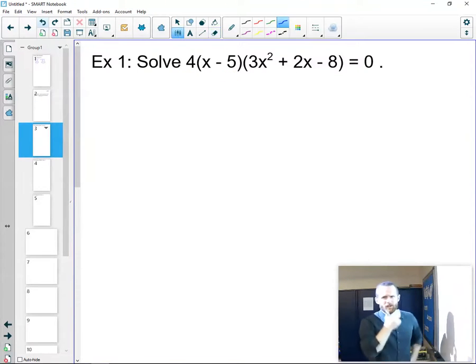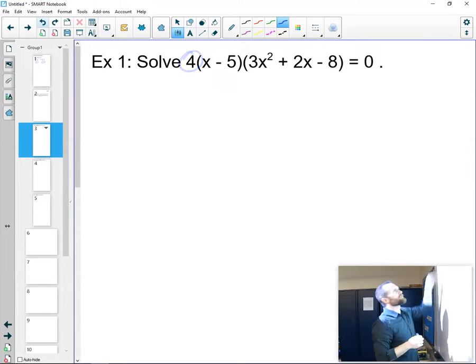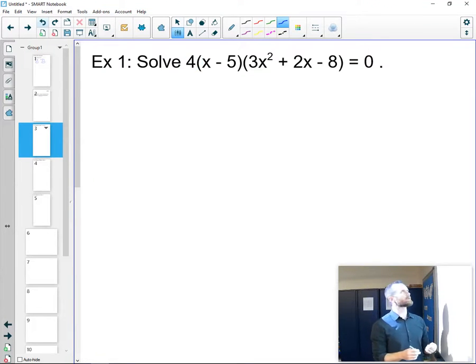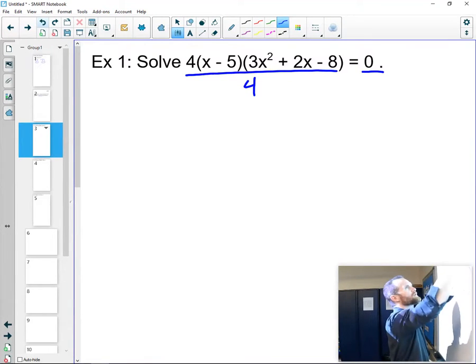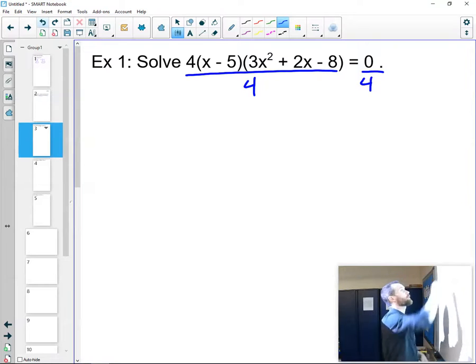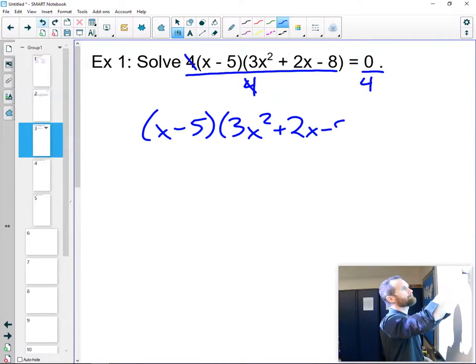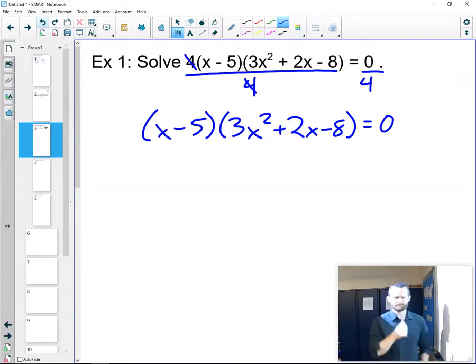All right, so let's take a look at this. The first thing I want to deal with is this 4 in front. Now, if this were an x or a 4x, I would leave it alone right now. But since it's just a number, I want to get rid of it. And it's 4 times everything, so to undo it, we just divide everything we see by 4. Divide the left and the right by 4 and cancel it out. So then we end up with (x - 5)(3x² + 2x - 8) = 0 divided by 4. Well, that's still just 0.